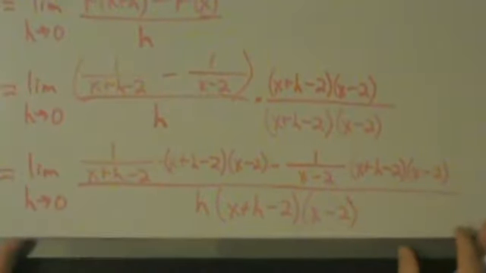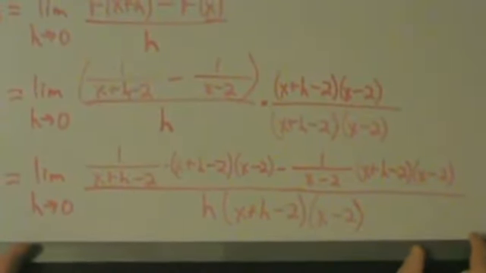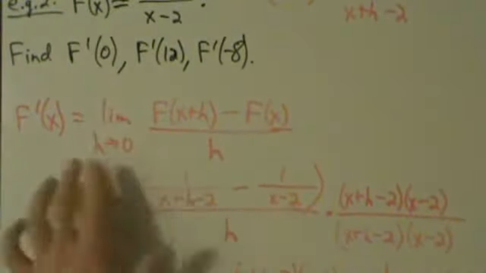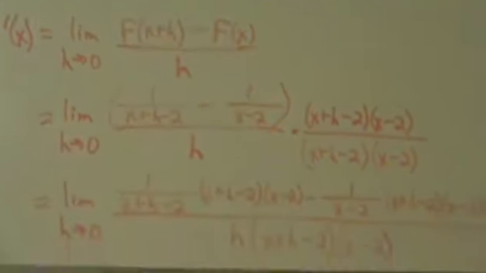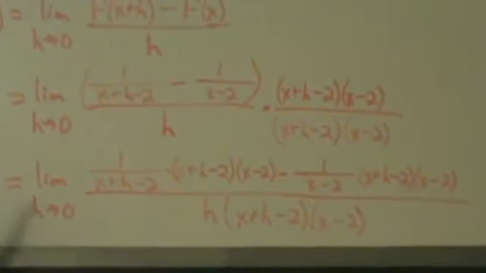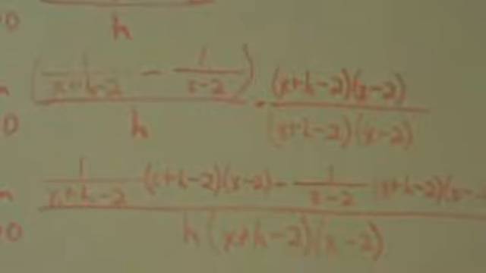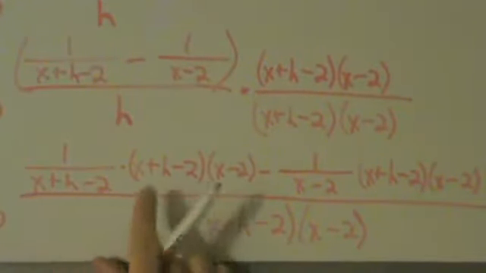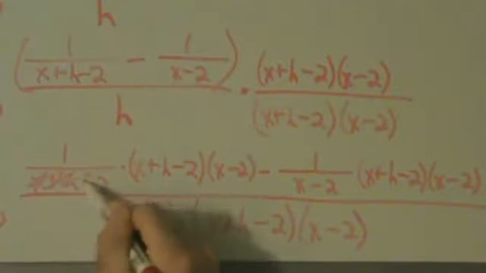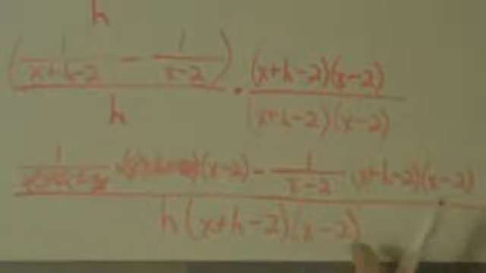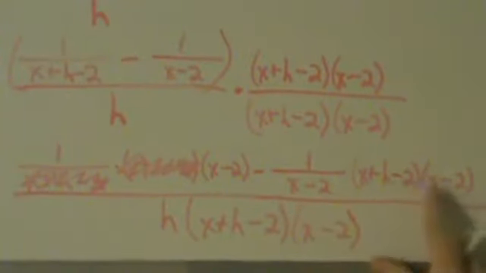Alright, so kind of a mess algebraically, but that's okay because it's better than going through this process 3 times. Alright, so we're just going to do it once, and it's a little bit messier, but that's okay. So here, let's simplify this. 1 over x plus h minus 2, it's going to cancel with the x plus h minus 2. That's wonderful, lovely, fantastic. And then 1 over x minus 2, and then x minus 2.